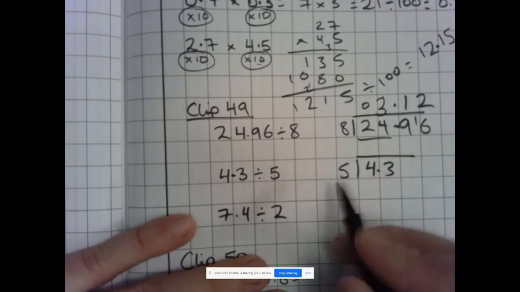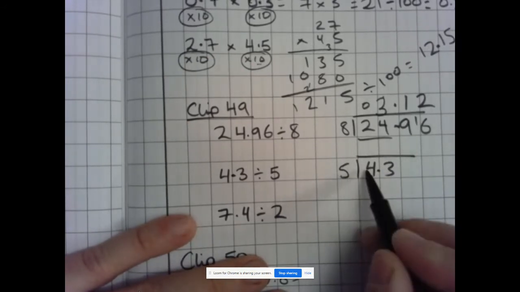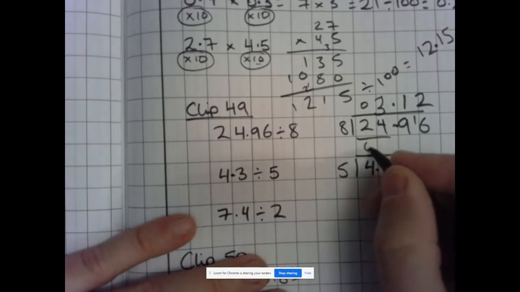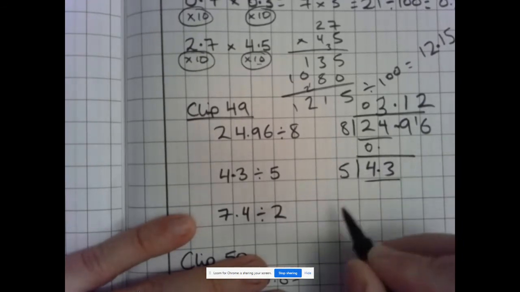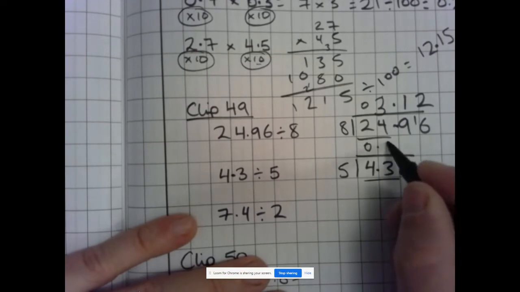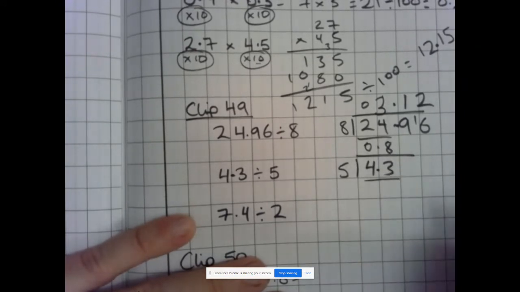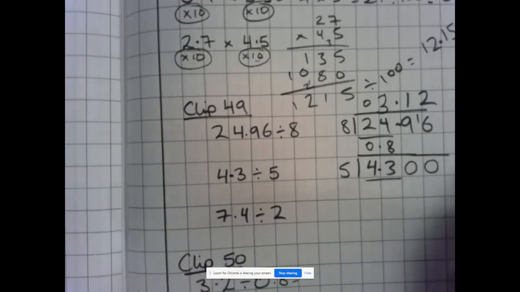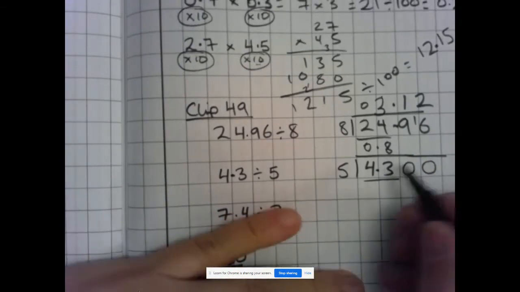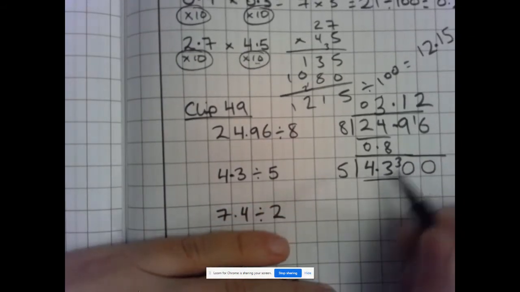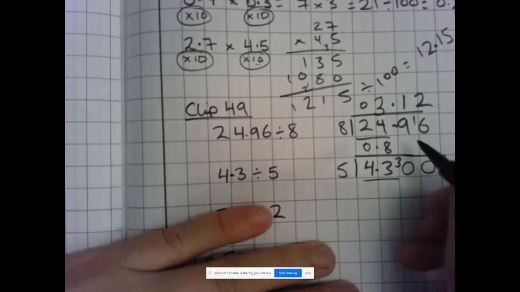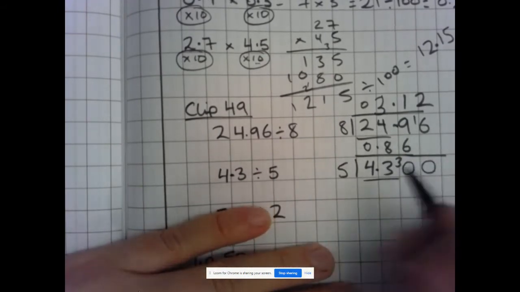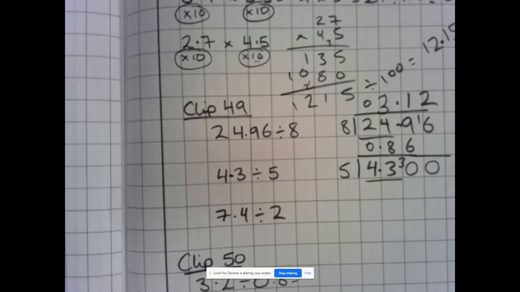Next one, 4.3. 5 into 4, can't do. So we're going to do 5 into 43, which is 8. However, we have a remainder of 3, and what we'll do here is put another 0 in. It doesn't change the size of the number, but we'll get the right answer now. My remainder was 3, so I put 3 here. 5 into 30 goes 6 times, so my answer is 0.86.